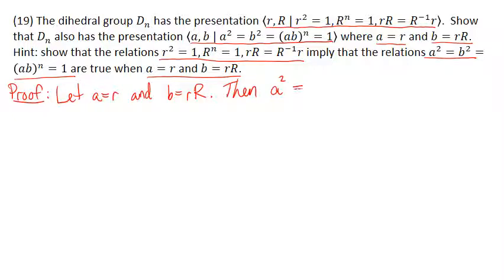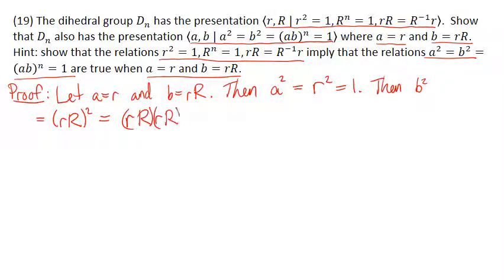So then a squared, I said that a is r, so this is r squared. Okay, well, one of the relations for the dihedral group is that r squared equals 1. All right, that was easy. Let's see if b squared is just as easy. Okay, then b squared, so what would b squared be? So we said that b was little r big R, so that's squared. Now be careful, you cannot distribute that 2 to both the little and the big R because this group is not abelian. Okay, so all we can really do is we can just write this as little r big R times little r big R.